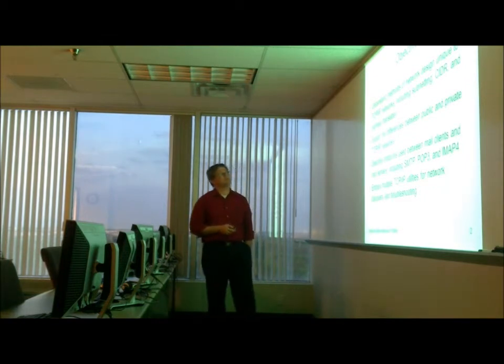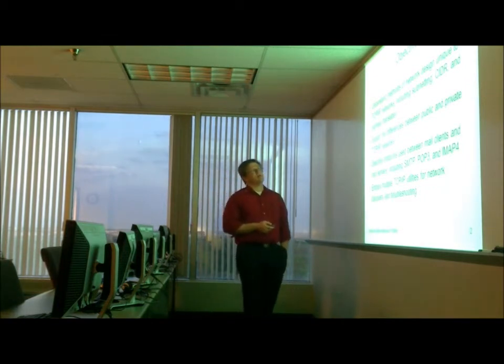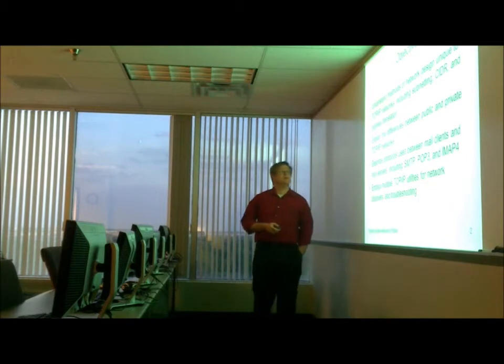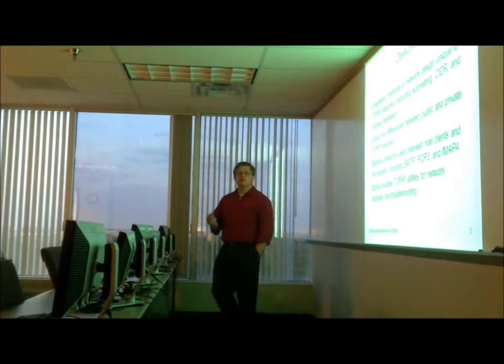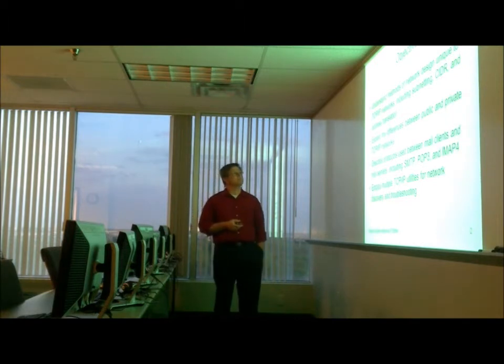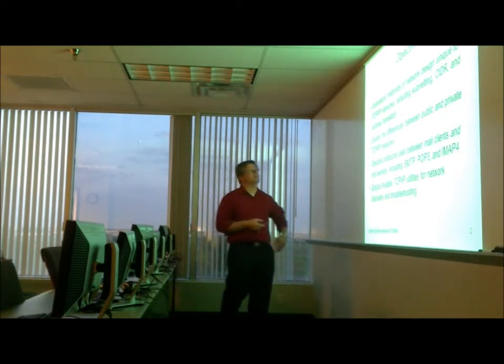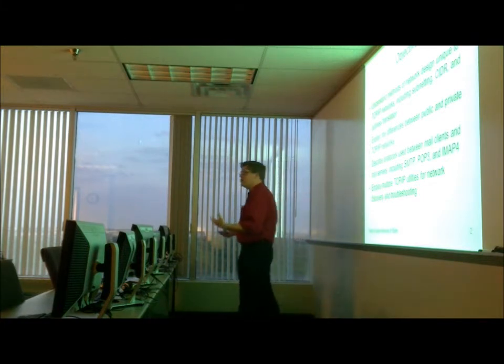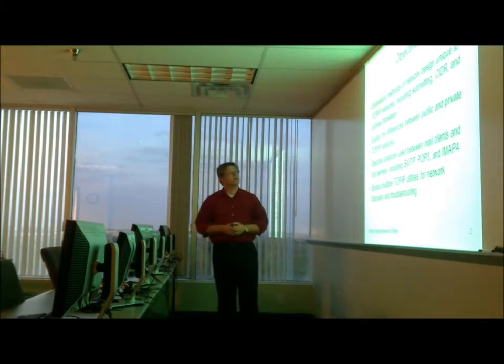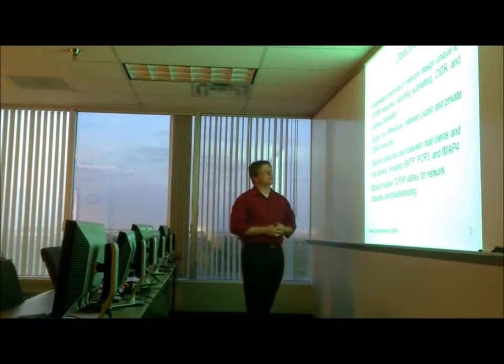So, objectives out of this chapter: understand methods of network design unique to TCP/IP networks, including subnetting, CIDR, and address translation. Sometimes you'll hear this referred to as network address translation, NAT. Virtually all small networks are going to use NAT anymore. Explain the differences between public and private TCP/IP networks.